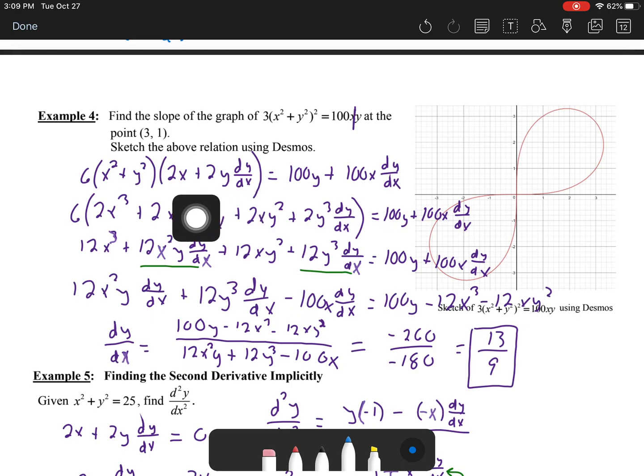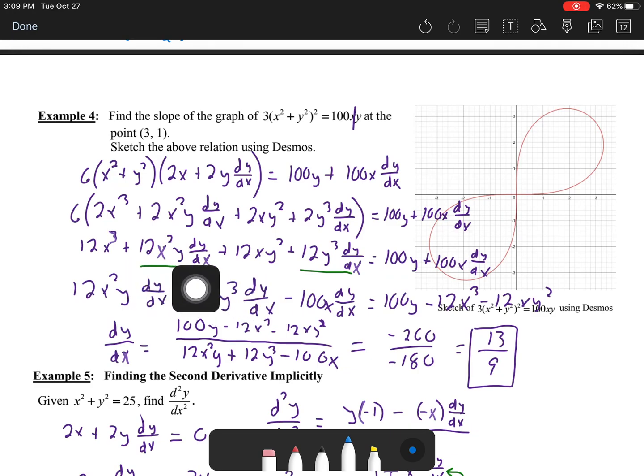So when I FOIL this piece out, distribute the x squared through there and the y squared, collect all my like terms, I'm going to end up with this expression right here. And distributing the 6 through is going to give me this expression with some 12s in it. And so I've got a couple like terms.